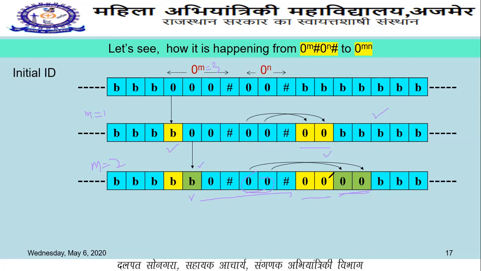This is our partial multiplication at step 1, this is step 1, and this is step 2. This is now our partial product. Yes, for m equals 3, this is m equals 3.